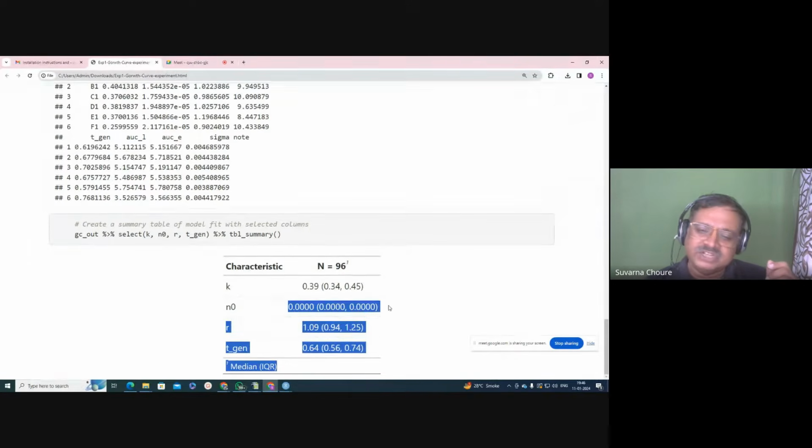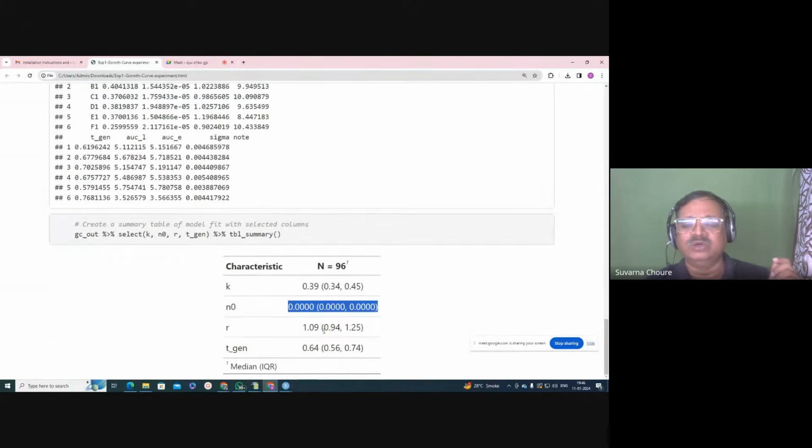N0, initially the cell count was 0. Growth rate R 1.09, 0.94, 1.25 was the 95% confidence limit. That 95% I'm sure that my growth rate will be within this range, 0.94 to 1.25. Then generation time is there, 0.64. 95% I'm sure that my generation time will be there in 0.56 to 0.74.